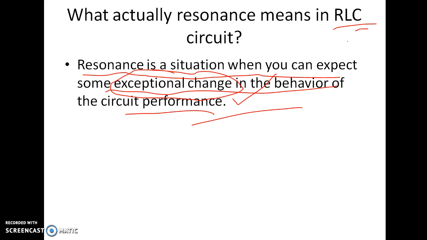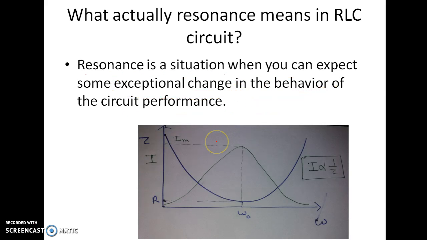Then the name resonance will be signified. So what is the exceptional change? This thing you know: the blue color curve is the impedance graph for different values of omega, and at omega naught the Z is minimum. I have shown this, and it is equal to R. And see the current: as the current is inversely proportional to Z, what is the current graph? The current graph is just the inverse. That means at the resonant frequency the current is maximum.